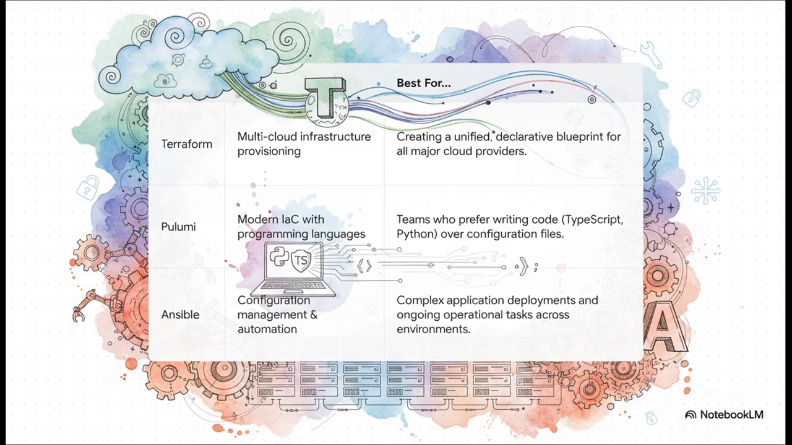So this chart lays out your main choices for that foundation. Terraform is pretty much the industry standard for creating one blueprint that works across all the big clouds. But check out that best for column. Maybe your team is full of Python or TypeScript wizards who'd rather write actual code instead of config files. Well, then Pulumi is your go-to. And for automating what goes on that infrastructure, for those complex software deployments, Ansible is an absolute powerhouse.